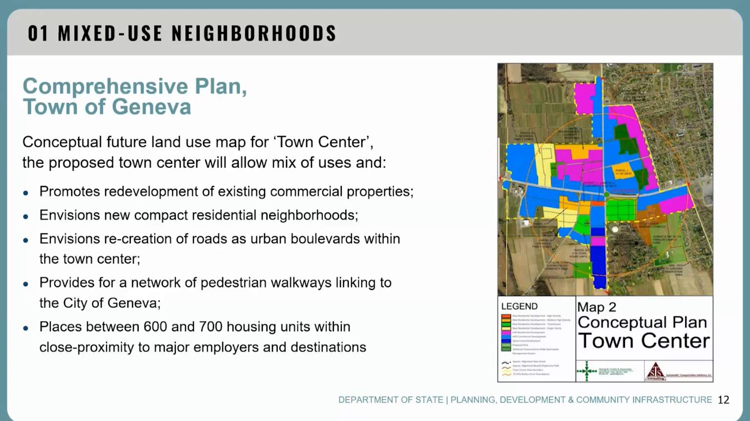This represents a strong example of a community using its comprehensive planning process to identify appropriate areas for mixed-use development and lay the groundwork for future zoning regulations to codify this new land use pattern that prioritizes a livable neighborhood over a single-use commercial district with strip-style commercial development.